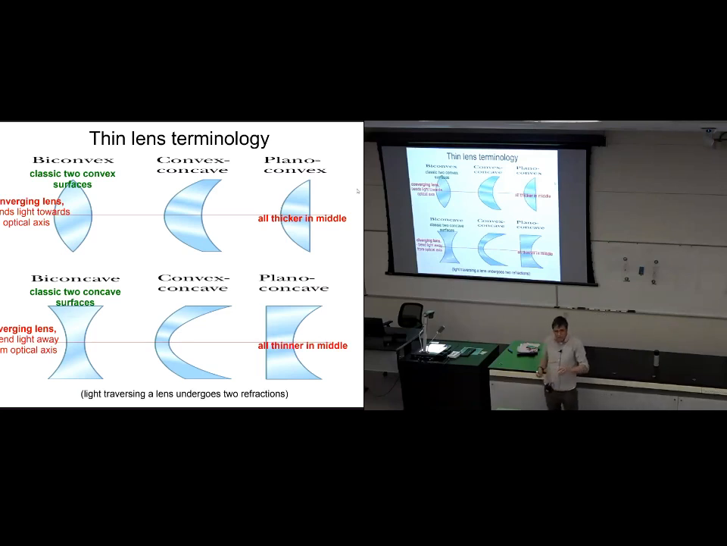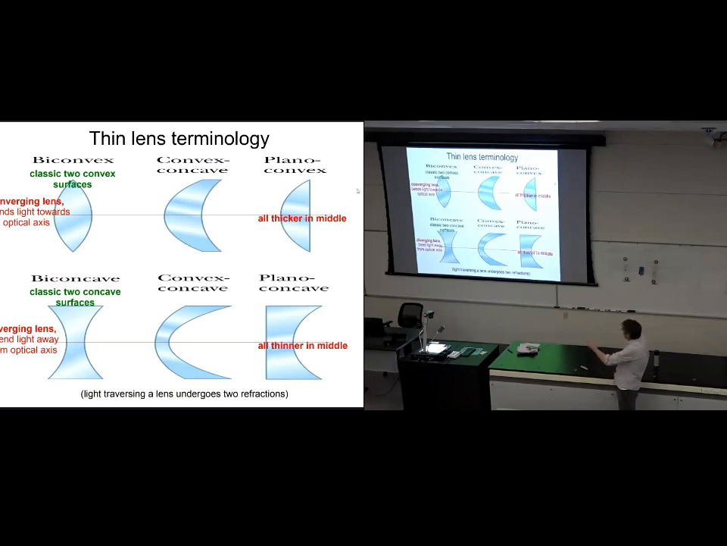Converging lenses bend the light towards the optical axis. That's what converge means. It means bend the light towards the optical axis. Diverging lenses are lenses that bend the light away from the optical axis. So they bend the light away from that optical axis. And that's the same as for mirrors, right? Converging, diverging mirrors bend the light towards or away from the optical axis.